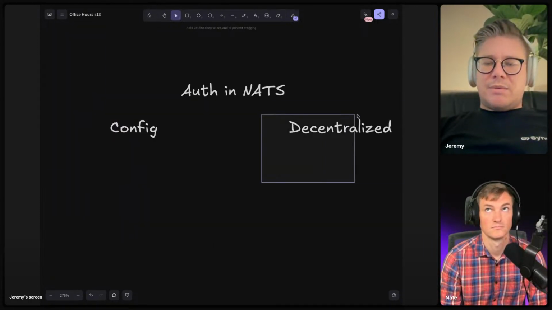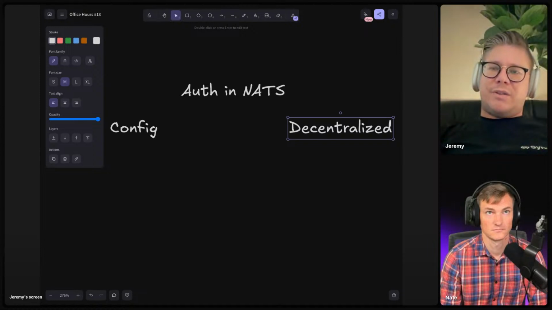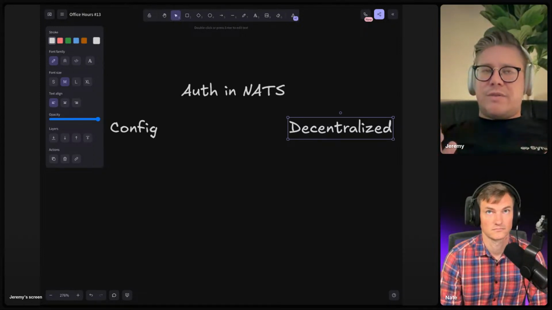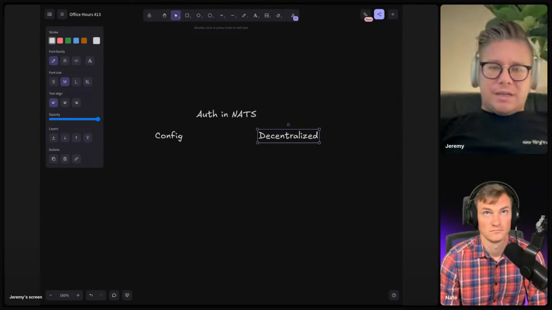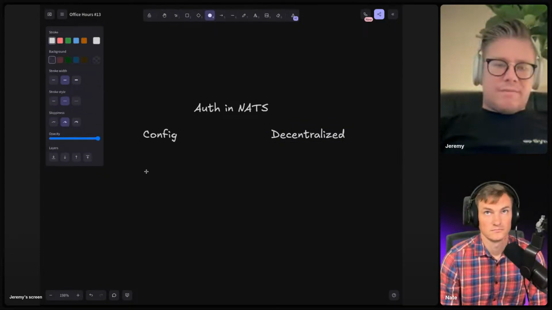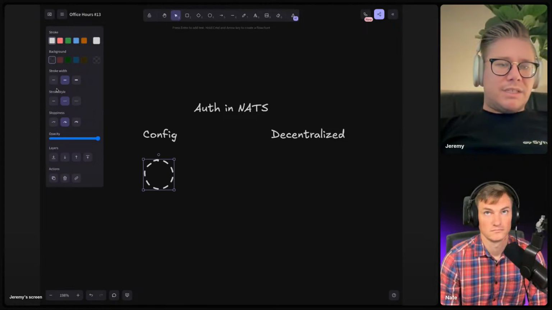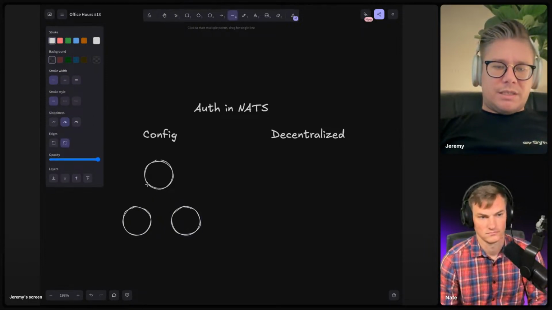Then we have decentralized, which still has a little bit of configuration, but the whole point of decentralized is that you can configure those servers really once, just set them up. And then everything else is driven in a more decentralized manner. I have a whole video where I talk about what decentralized auth is, that goes into all of the deep details. But I wanted to just outline the problem with config-based auth. Config-based auth can be really simple, and a lot of people start with it. But it gets harder as you have a more distributed system.